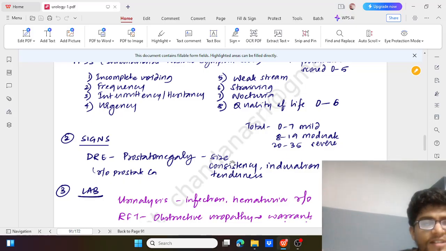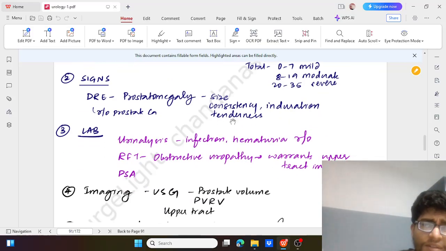If the examining finger is just touching the top of the swelling, then it is grade 3. And if the examining fingers cannot touch the top of the swelling, then it is grade 4 prostatomegaly. Again, we will look for consistency and nodularity, which will help us in suggesting whether there is chance of malignancy or not. Induration, which will help in ruling out prostatitis, and tenderness, which will be a sign of prostatitis, to be more precise.